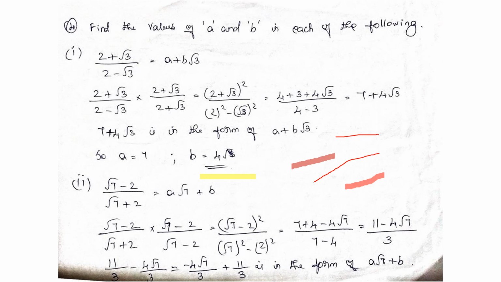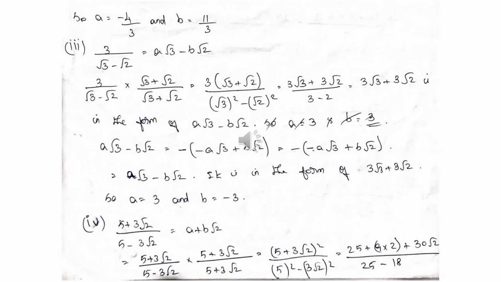The next sum also in the same way we have to do. Here a is minus 4 by 3 and b is 11 by 3. Here actually we got the answer 11 minus 4 root 7 by 3. We just need to split it and write it, 11 by 3 minus 4 root 7 by 3. So a is equal to minus 4 by 3, b is equal to 11 by 3.